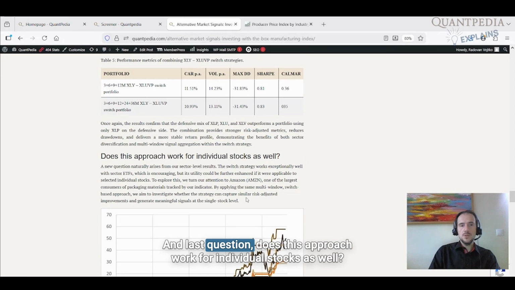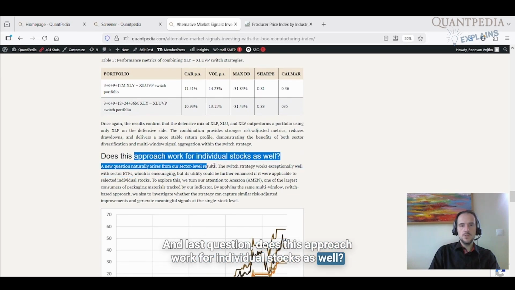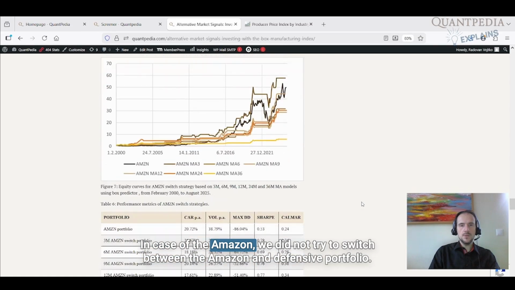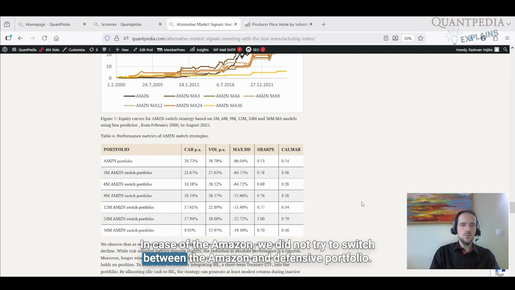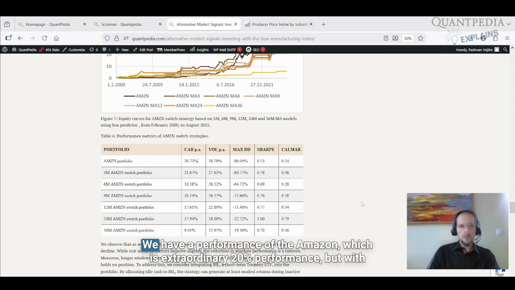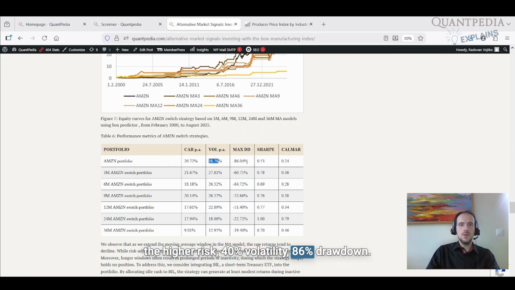And last question, does this approach work for individual stocks as well? Yeah, it works. We turned our attention to Amazon. In the case of Amazon, we did not try to switch between Amazon and a defensive portfolio. We tried to switch between Amazon and cash. We have a performance of Amazon, which is an extraordinary 20% performance, but with a higher risk, 40% volatility, 86% drawdown. So we do not have a very great Sharpe ratio.